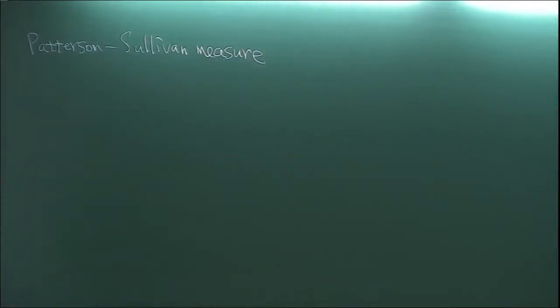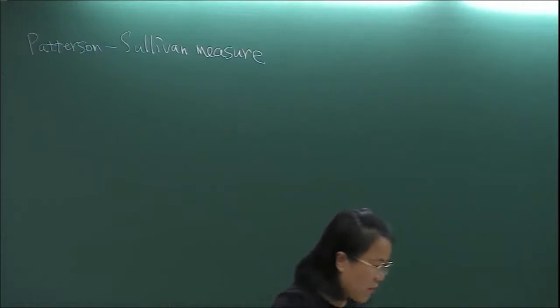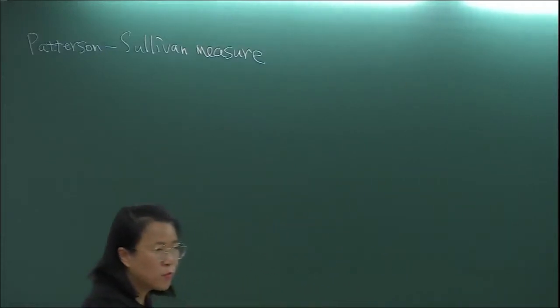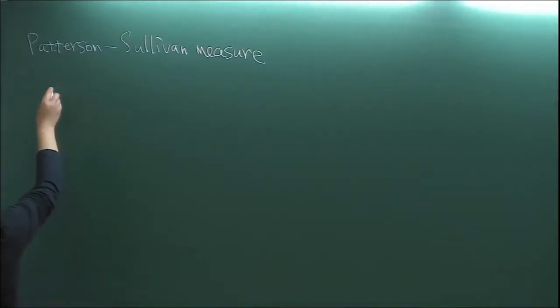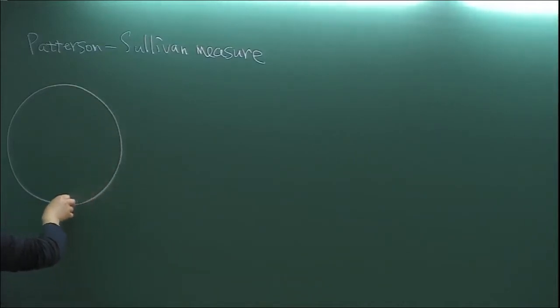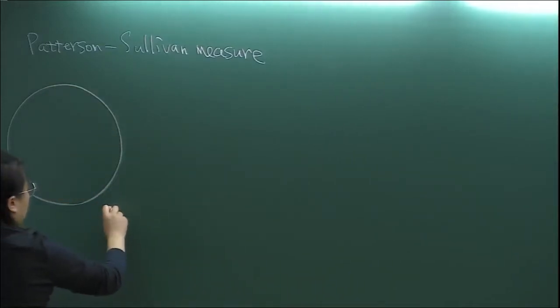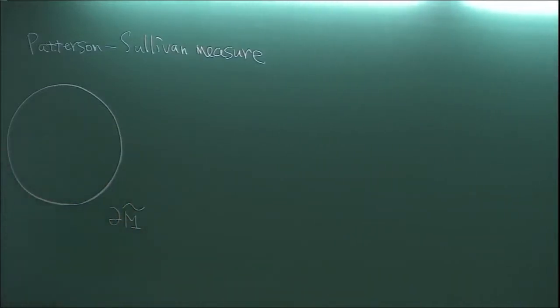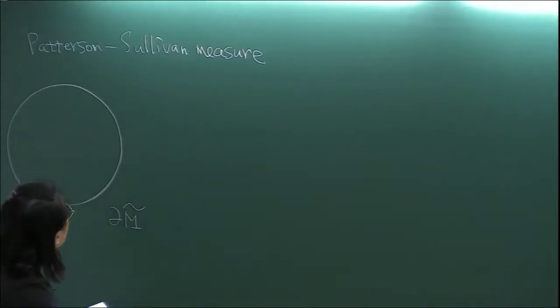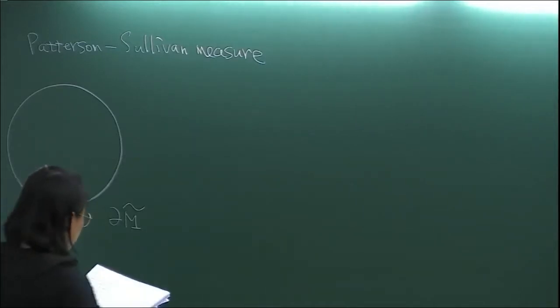Okay. We're always considering a compact, smooth Riemannian manifold with negative sectional curvature. And yesterday we introduced a class of measures on the boundary of the universal cover of this M. Okay? So this is called the Patterson-Sullivan measure.